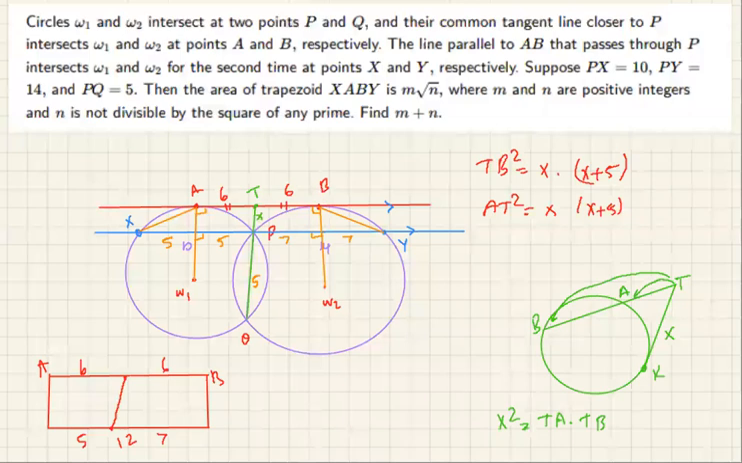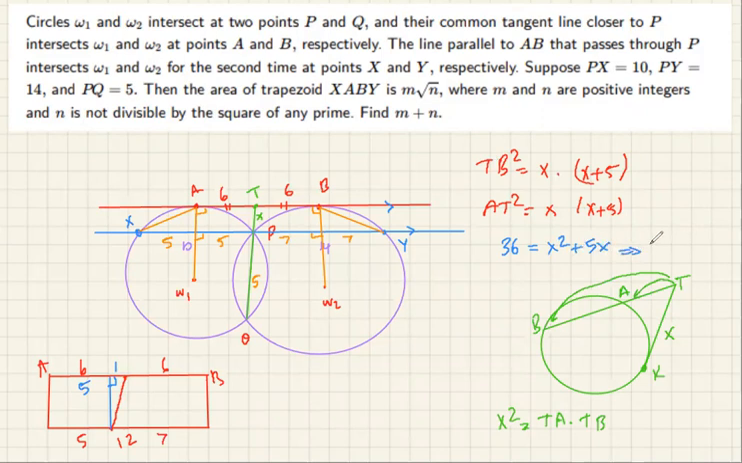I can make a right triangle, so I can actually get that. If I drop the altitude from this to the other side, you do get a right triangle. Since this is 5, this is also 5. So this piece will be 1. And I do know this was X, which I don't know yet, right? But we did get the TB. So if I plug this in right here, I get 6 squared, which is 36, equal to X times X plus 5, which is X squared plus 5X.